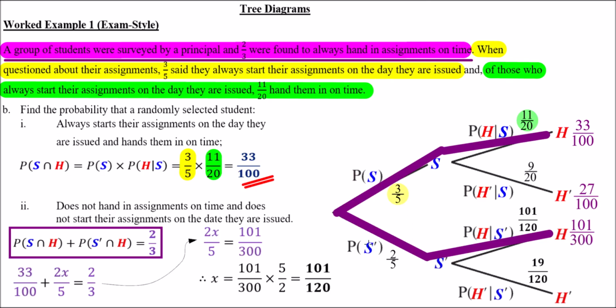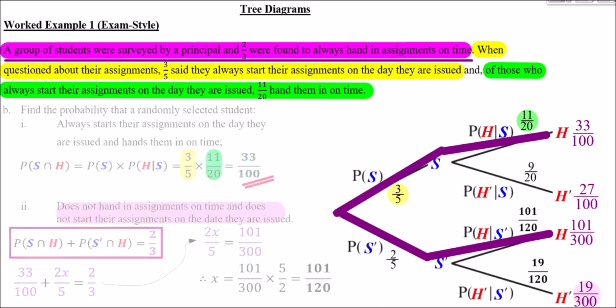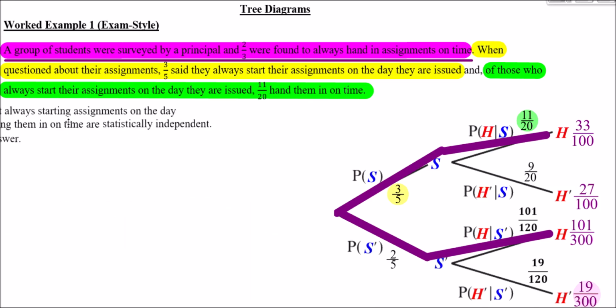And so the probability of not starting on time and then not handing in on time would be 19 over 300. And if we have a look at B part 2, that is the actual question it's asking. So for B part 2, does not hand in assignments on time and does not start their assignments on the day they're issued, the probability of that would be 19 over 300. Like so. Which then just leaves us to tackle part C. So, question part C.